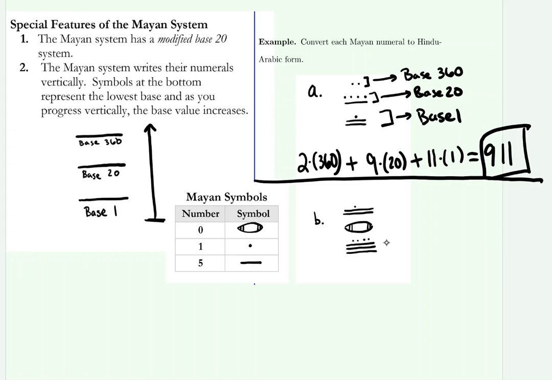Take a moment to look at our next example, B. I recommend you pause the video and attempt this problem on your own. Unpause to check your work.